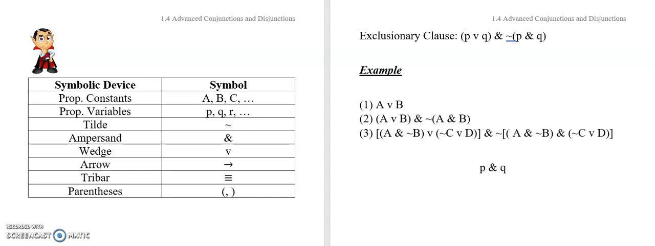Alright, Logic fans, welcome back to our second video, 1.4b, our second video on section 1.4, and let's just pick up right where we left off.